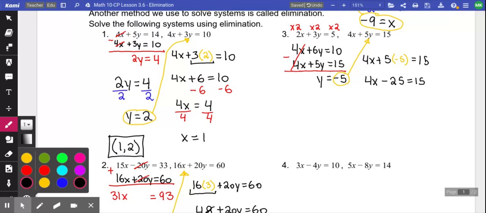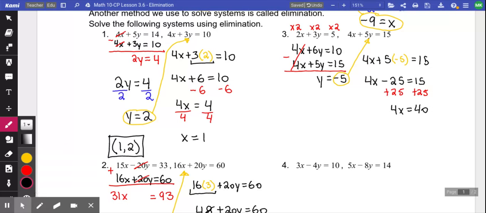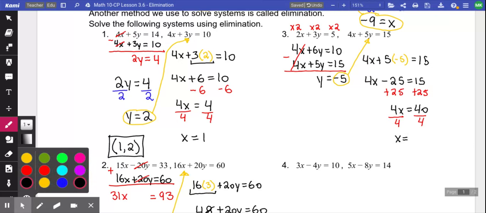The first number to move will be negative 25. I'm going to add 25 to the other side, and I'll rewrite my equation. So I'm going to add 25 to give me 4x equals 40. Then I need to move the 4 by dividing to give me x equals 10. Giving me a final answer of 10, comma, negative 5.